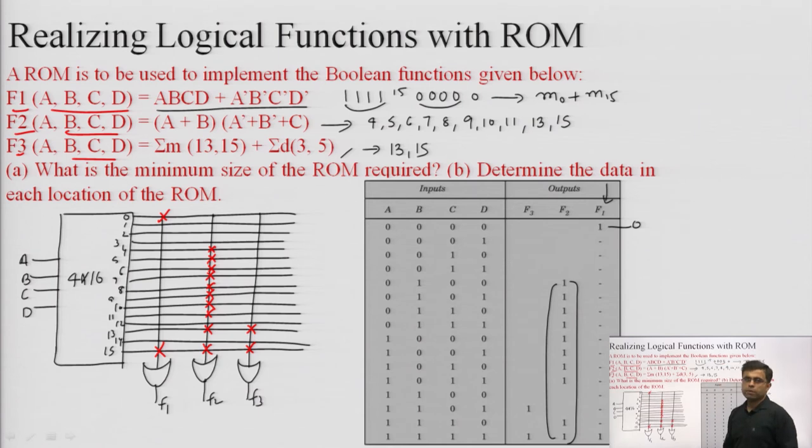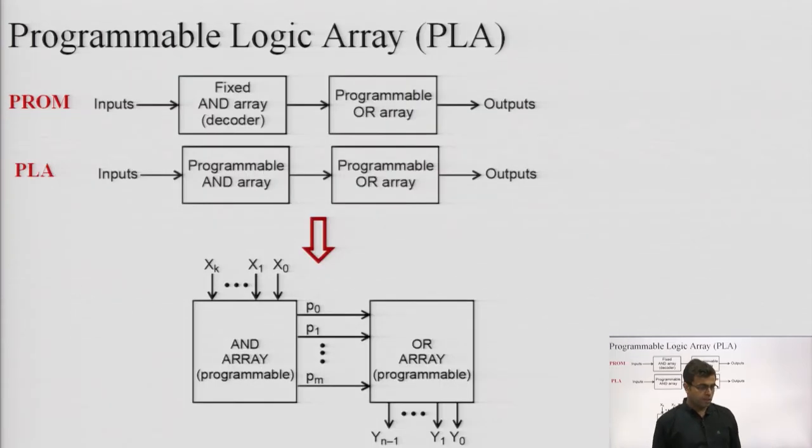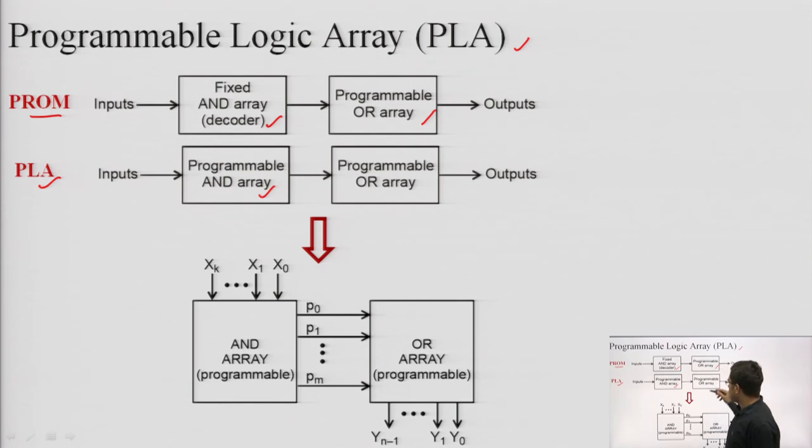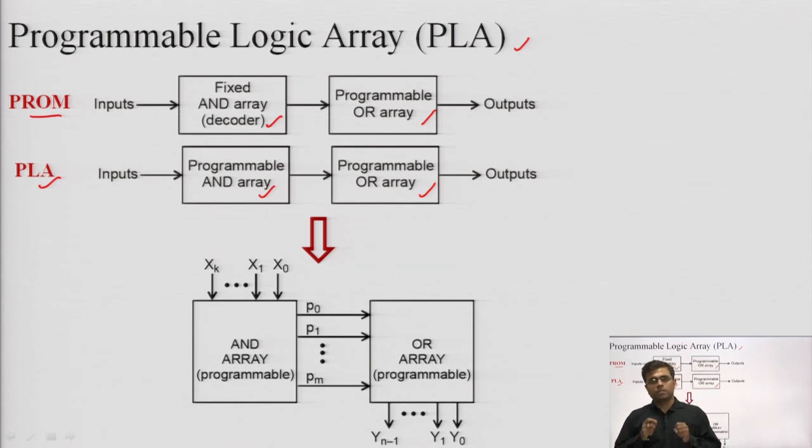So, in this way we can prepare any structure using ROM. Okay. So, let us move to the next programmable logic device, which is PLA. PLA stands for programmable logic array. Like in PROM or ROM, we had fixed AND array, programmable OR array. But PLA gives me flexibility in that the AND array will also be programmable, and the OR array will also be programmable. That means there will not be a decoder now. We will be using separate AND gates as per my requirement.